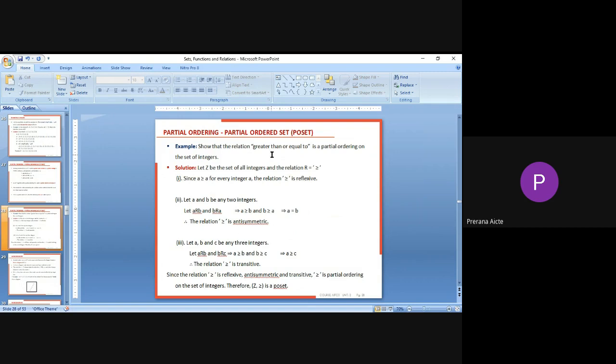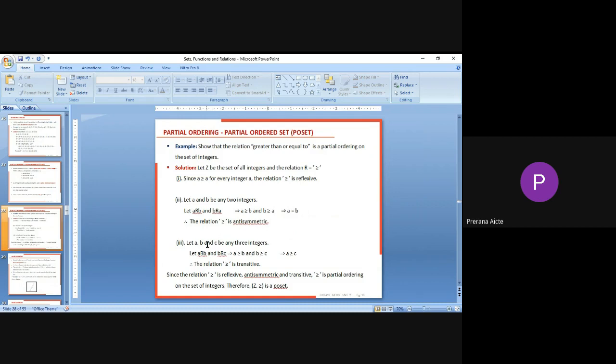Show that the relation greater than or equal to is a partial ordering on the set of integers. Let Z be the set of all integers and the relation R is greater than or equal to. On that property, we are building the ordered pairs for the given relation. Since A is greater than or equal to A for every integer A, we can say that it is following the reflexive property. Similarly, if you consider any two integers, if A is related to B and B is related to A, that means A is greater than or equal to B and B is greater than or equal to A, that means A will be equal to B. So I can say that it is following the anti-symmetric property.